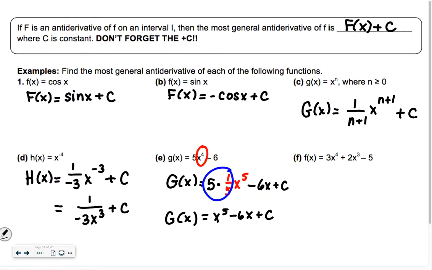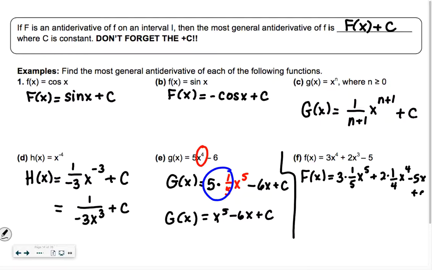Does that make sense? So like on this next one, when I was in school, I had to write it as capital F of x equals, and I'd think, okay, I have my 3, and then I have 1/5 x to the fifth, and then I have my 2, and then I have my 1/4 x to the fourth, and then I have my minus 5x and my plus c. So your antiderivative should look like 3/5 x to the fifth plus 1/2 x to the fourth minus 5x plus c. Does that make sense?